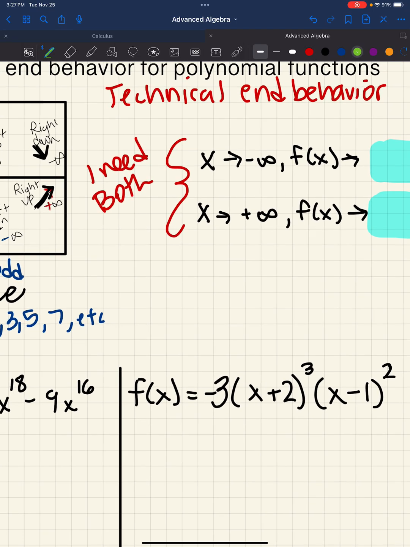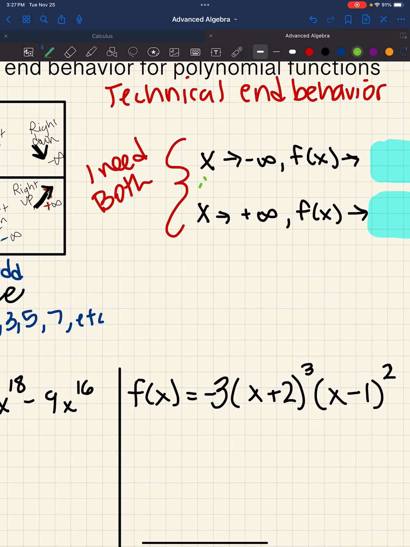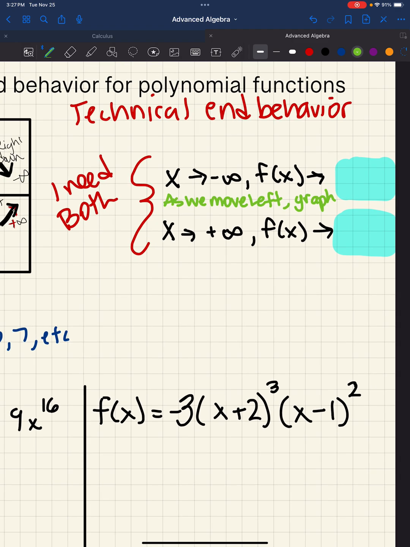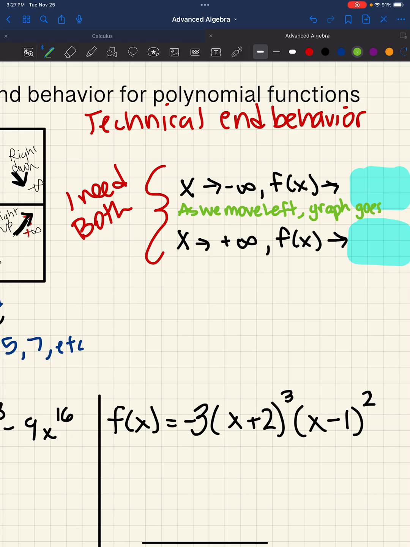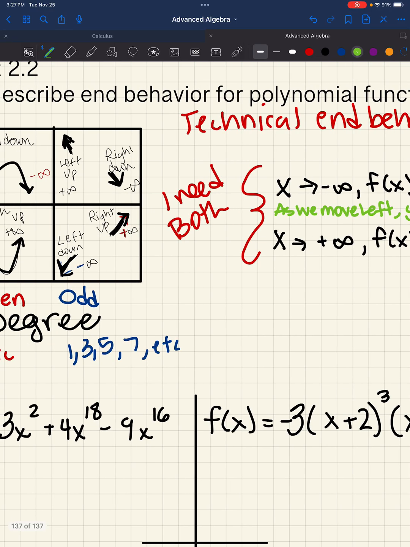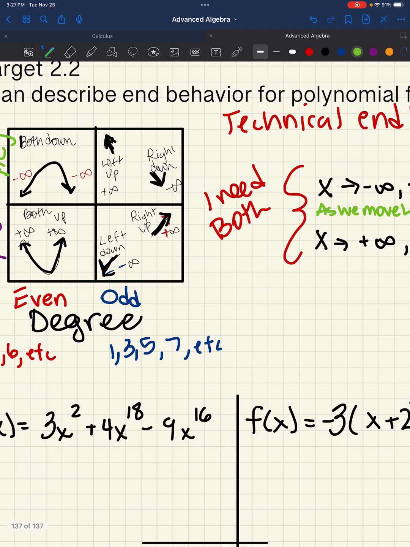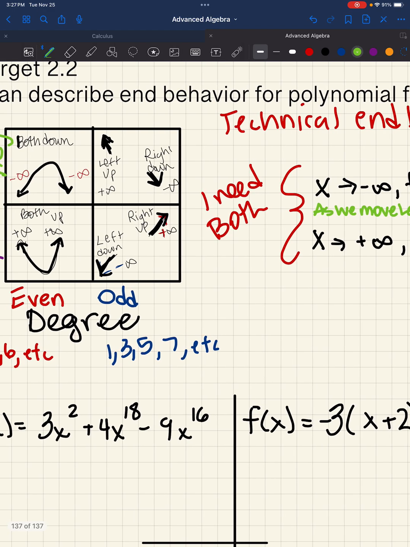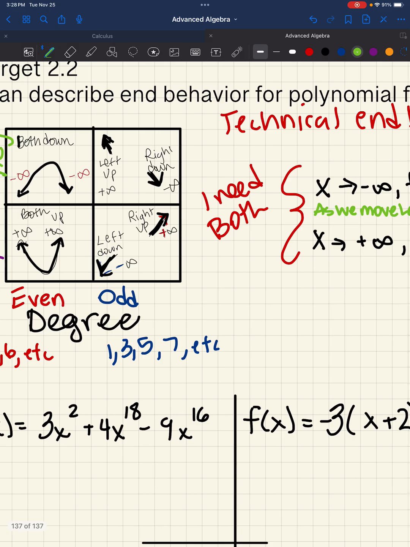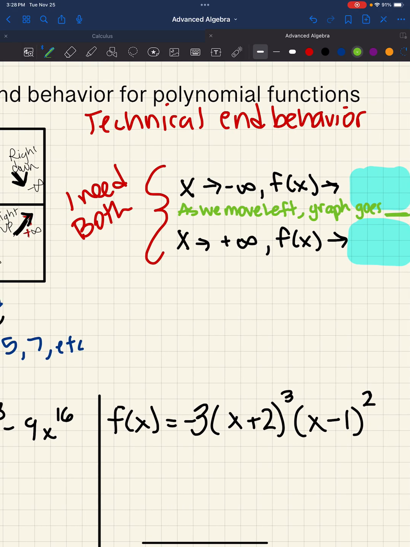This first one says, as we move left, or looking to the left, the graph goes blank. So you have to answer it based on which corner. When we looked at these four corners over here, we said either both down, both up, left up, right down, etc. That's giving you this first clue of when we go left, which direction are we going?